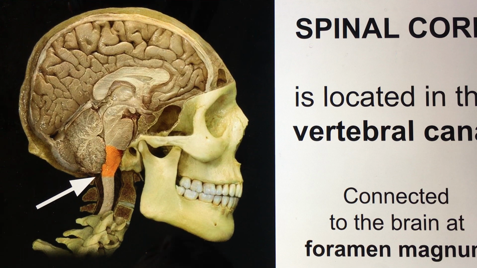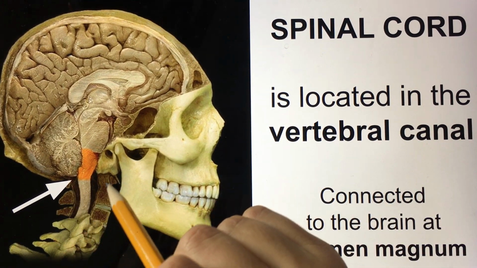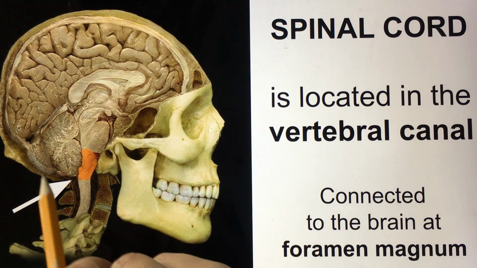So to summarize this, the spinal cord is located inside the vertebral canal of the vertebra bones of the spinal column, and it connects to the brain at the foramen magnum, the opening in the skull, in the occipital bone of the skull. This is the occipital bone.